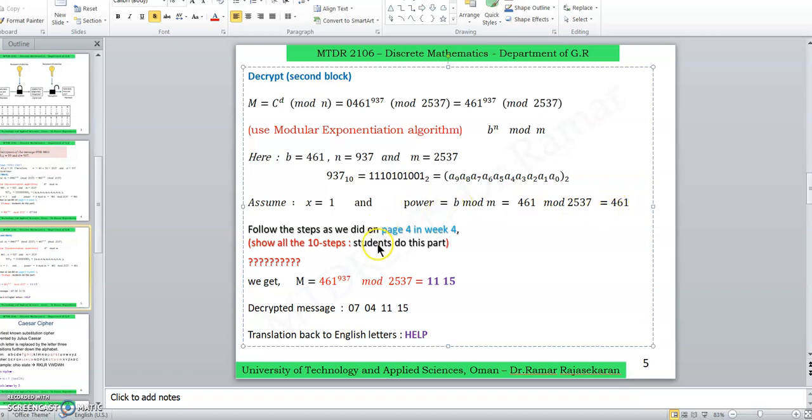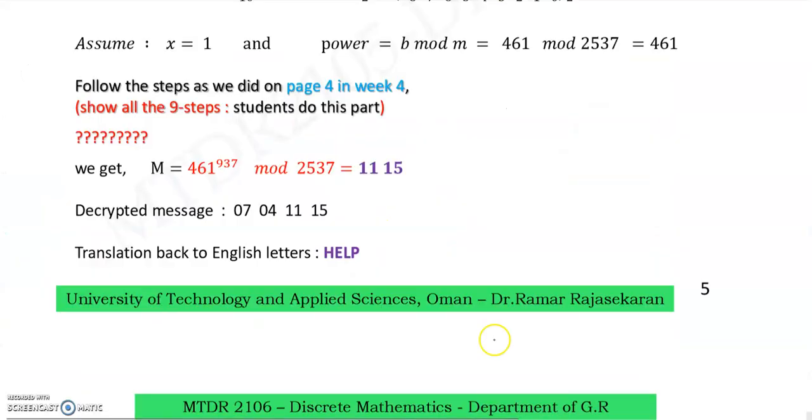Again, you have to apply the steps. How many steps? 10 steps you have to apply. Not 9, you have to apply 10 steps. Means from a0 to a9 you have to apply. Then you will find the x value in the last step, as I explained here.